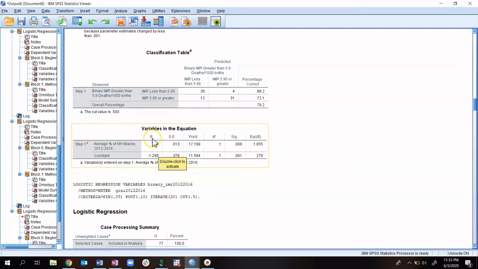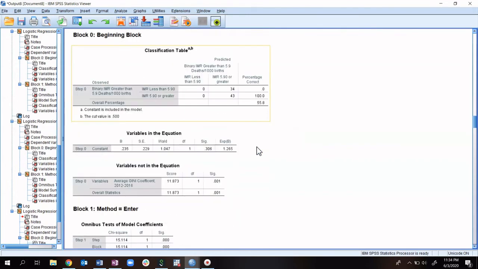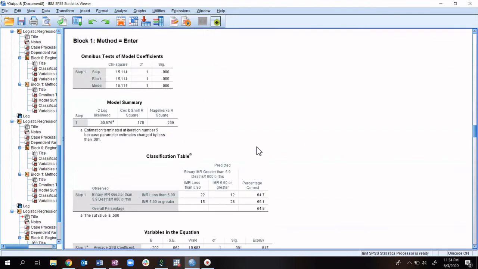Again, we don't care about the B here. It's nice that it's there, but we don't really have a whole lot to say about it. It is significant, and so we have an odds ratio of 1.05. So every 1 unit increase in the percent of non-Hispanic blacks in a community area raises the odds ratio of that community area having an IMR greater than 5.9 deaths per thousand births by 1.05. Okay. I'm going to kind of whip through the last of these so that I can get to the part where I kind of spell this out and give you a little bit better way to interpret the odds ratio.